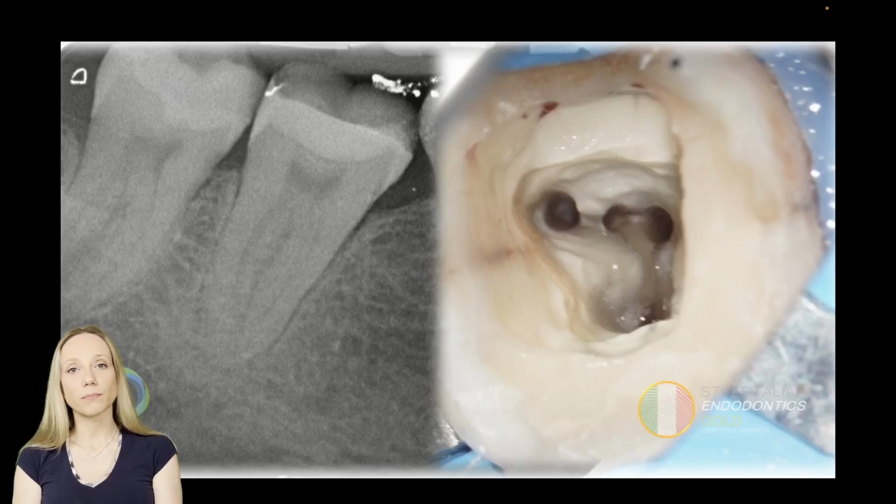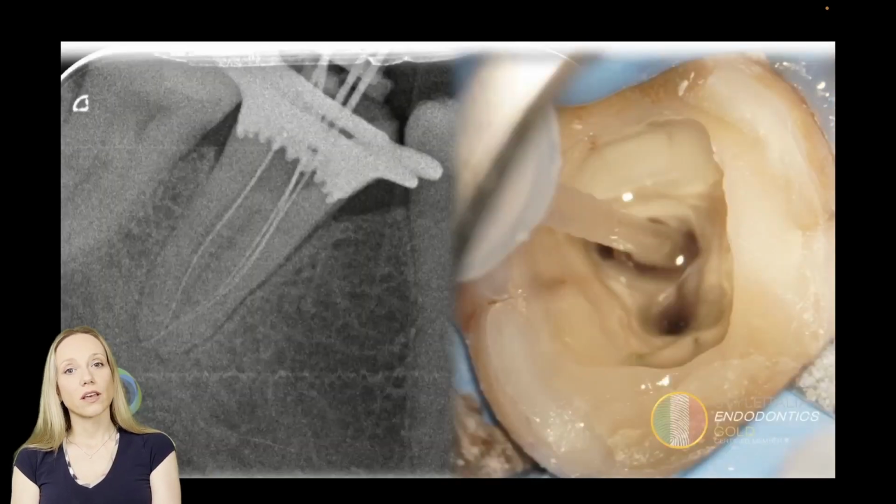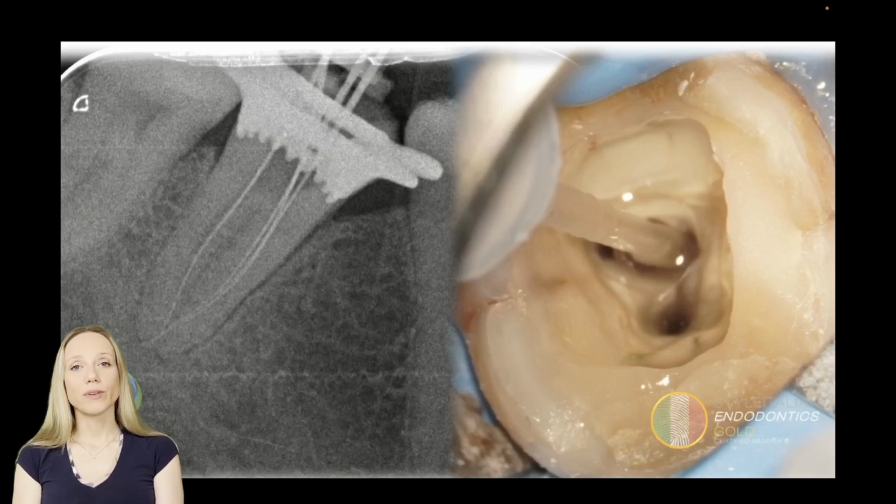We have to look at the pulp chamber floor. There is a color code that guides us towards the opening of the root canals, and we just have to follow that path. We have to be as conservative as possible because we do not want to remove dentine with no need, because we do not want to weaken our tooth.